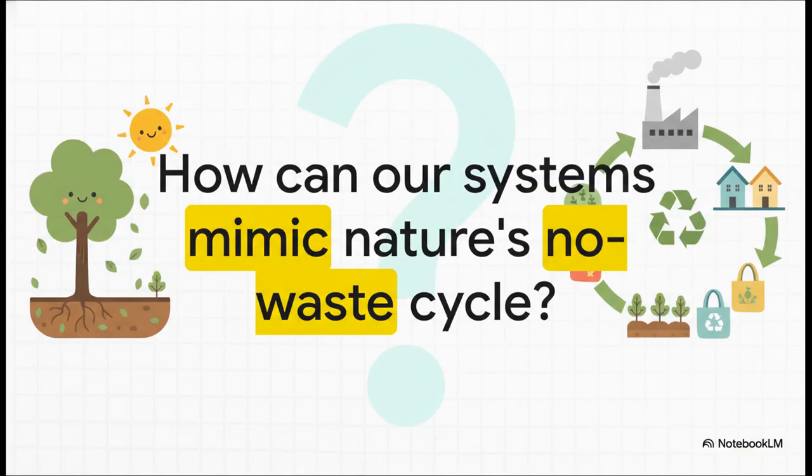We kicked off this whole explainer with the idea that in nature, there's no such thing as waste. So I'll just leave you with this one question to think about. If we're the ones who invented the whole concept of trash, couldn't we be the ones to uninvent it? How can we start to redesign our systems to work more like that perfect, circular, no-waste cycle we see in the natural world?